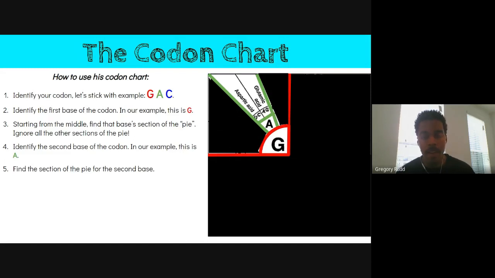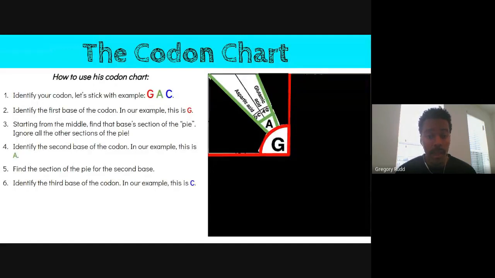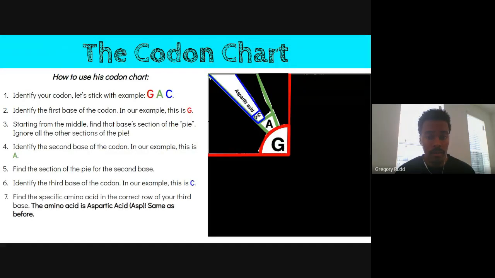All right, so I've now limited my options again. Now I'm only left with glutamic acid and aspartic acid. And then my third letter is C. So now I need to find the section of the pie for C, and there I am. Aspartic acid. It's the same answer we got as before. So that's how you know you did it correctly. You can find it on both charts.